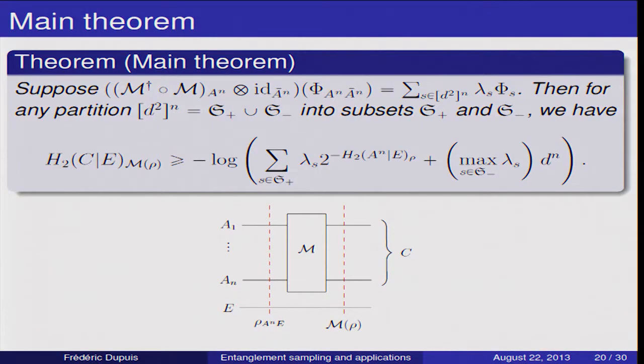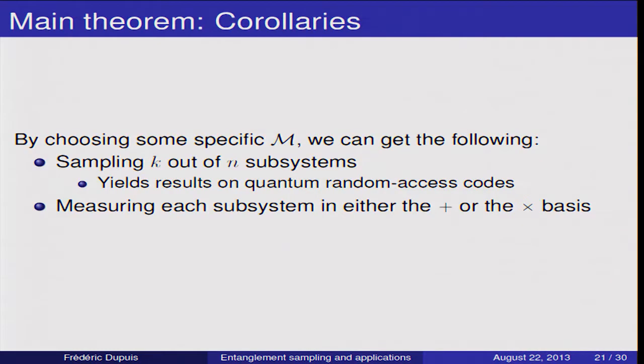Now, this might not be so obvious that this is useful, but it turns out that when you plug in some interesting channels here, it's fairly easy to get interesting bounds out of this, and concrete bounds that don't involve maximizations and so on. Such as, for example, one choice you can make is an M that takes your n qubits and takes random samples out of them. So you get a random sample of k out of the n systems. I'm not going to talk about this particular one, except to mention that you can get results on quantum random access codes this way.